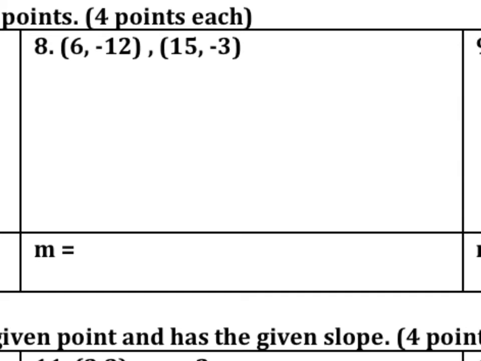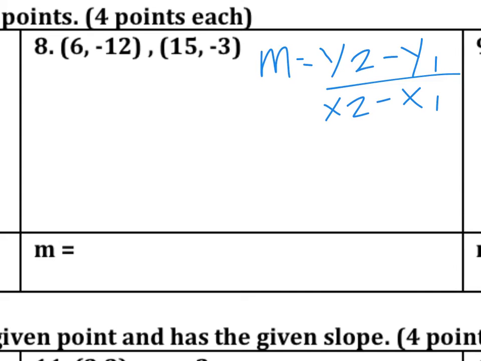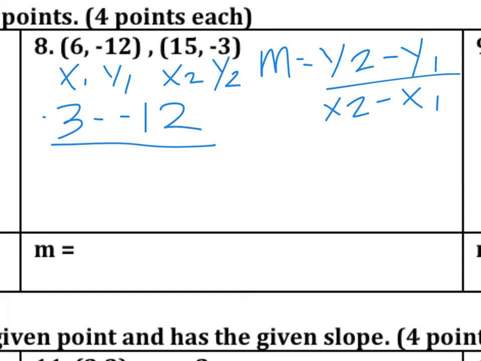All right, let's remember the slope formula again. So m is equal to y2 minus y1 over x2 minus x1. And we have an x1, y1, x2, y2. So negative 3 minus negative 12. Those are my y's. My x's go on bottom. So 15 minus 6. So I'm going to keep flip change.